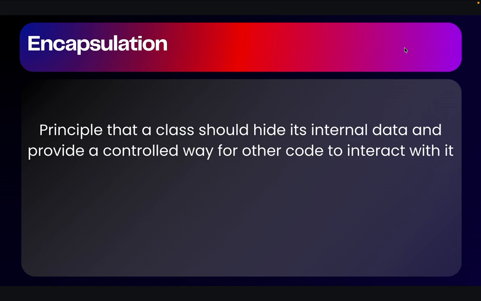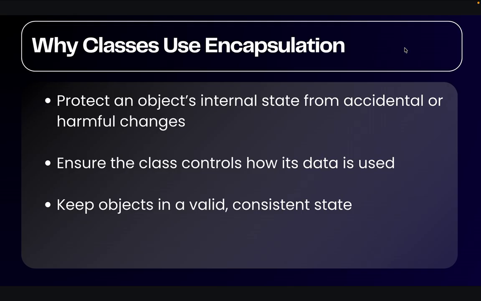Encapsulation is pretty much just a principle that your class should hide its internal data and also control it so that other code can interact with it appropriately. The main goal of this is to ensure that the object's data states are intact and protected, the class can control how the data is used, and your objects are always going to be valid in the way that you need them to be.